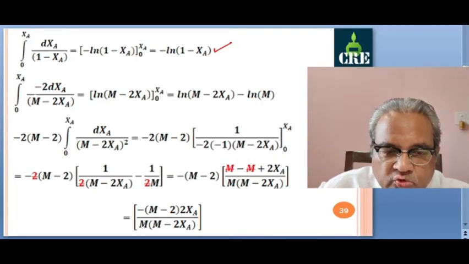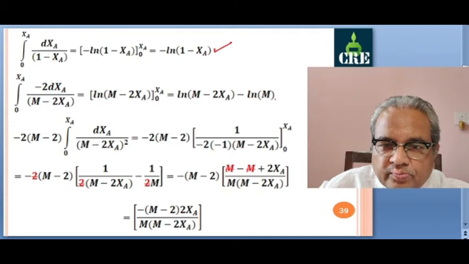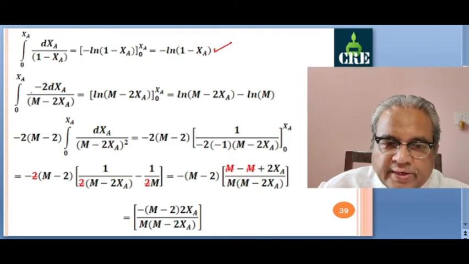Second one, minus 2 by m minus 2xa. Here the numerator is the derivative of the denominator. So log of denominator between 0 to xa. So ln of m minus 2xa minus, when xa is equal to 0, ln of m. ln of m minus 2xa minus ln of m. This we are getting for the second term.